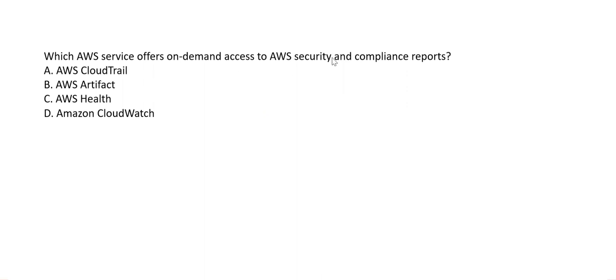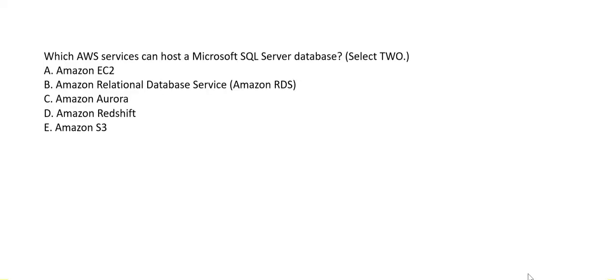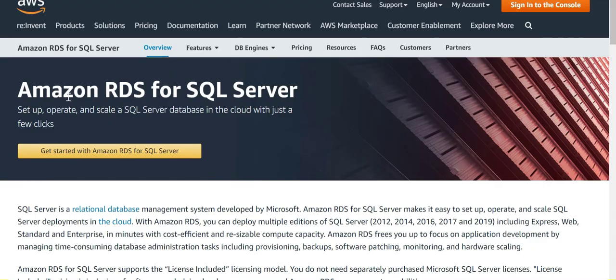AWS security and compliance reports is always Artifact. You see here, it stores the compliance reports and online agreements. Hence B is correct. Where can you host SQL Server database? It's on EC2 and RDS. Redshift is columnar database for data warehouse. S3 is object store, just to store files and exports. You can do a custom installation of SQL Server database on EC2 instance, or RDS also provides. You have an RDS for SQL Server.